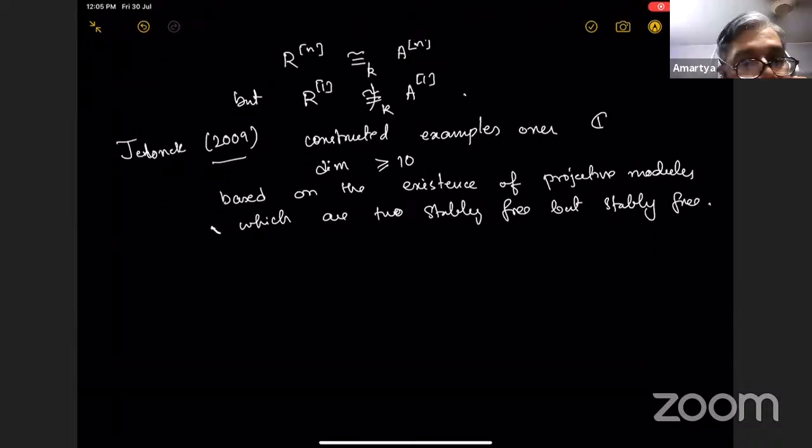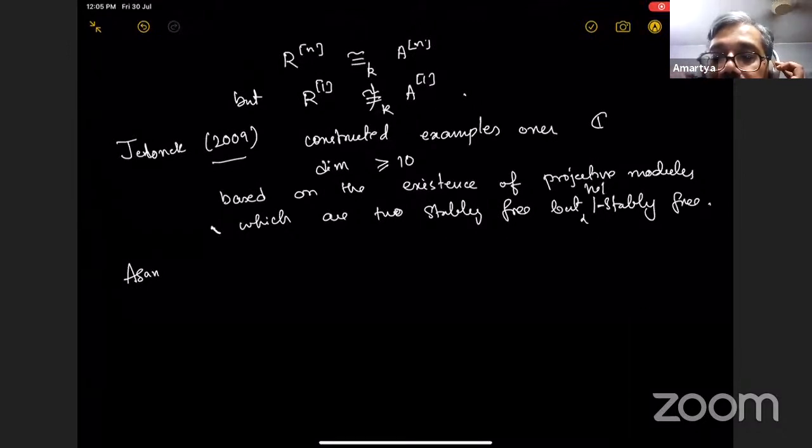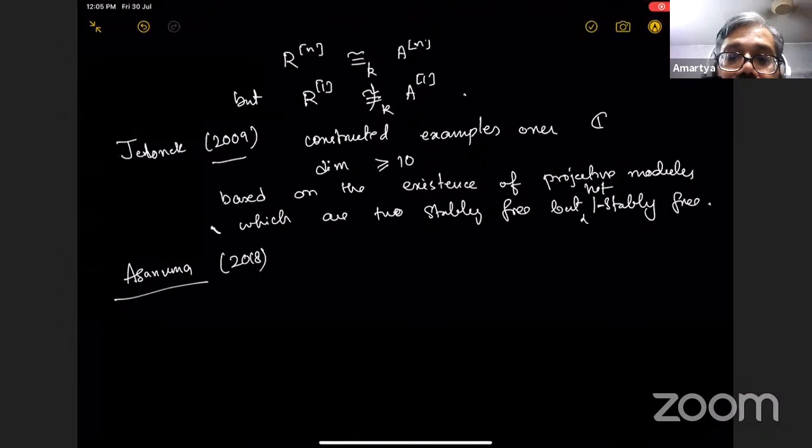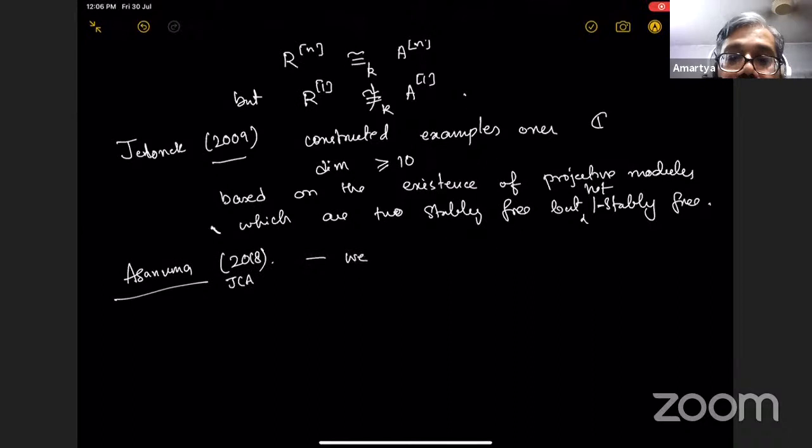One stably free means that after adjoining one free component, it becomes free. Sorry, I should add the word not: but not one stably free. So with Professor Asanuma in 2018, this appeared in JCA, we constructed an example.